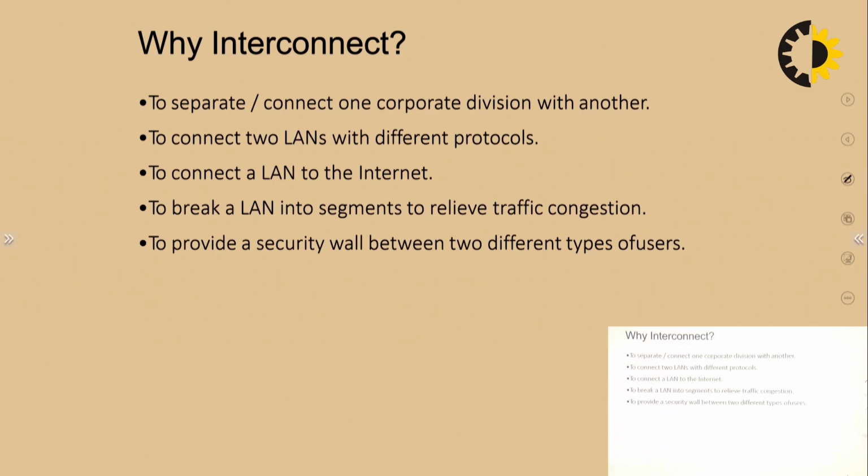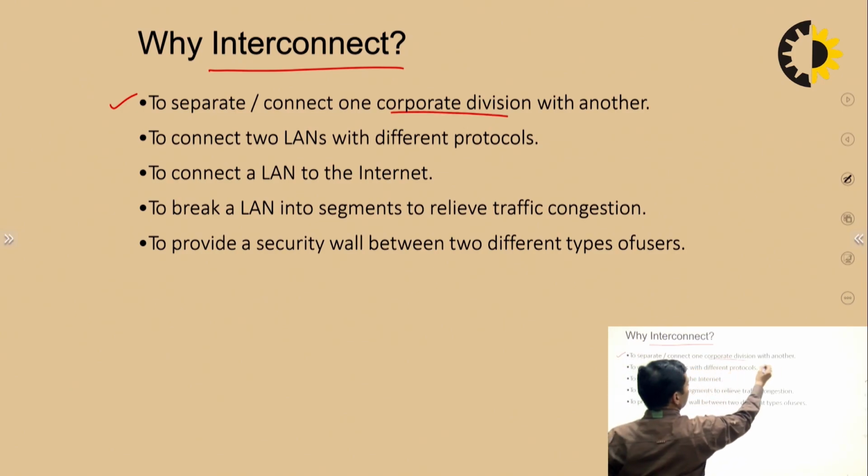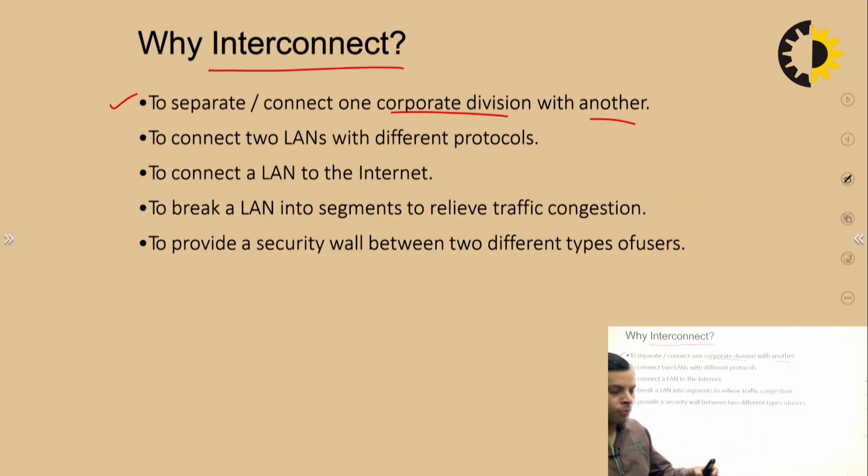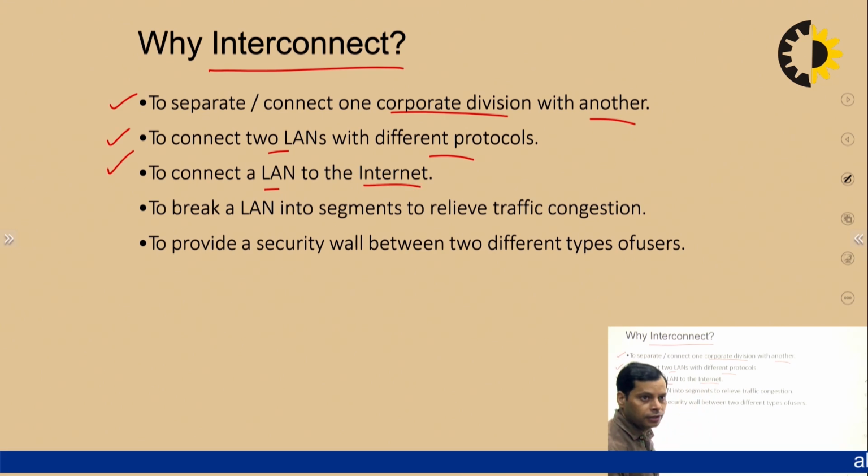Why interconnect? What is its need? First of all, the reason is to separate or connect one corporate division with another. That means if in a building there are multiple blocks, then for the connection of one block to another block, we require this interconnection. Next, to connect two LANs that are using different protocol systems. Another is to interconnect a LAN to the internet.